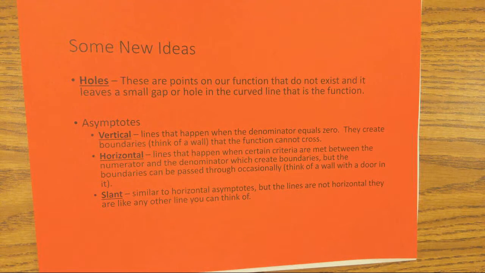Finally, slant asymptotes or oblique asymptotes. They're similar to horizontal asymptotes, but the lines are not horizontal. They're like any other line you could think of, so think y equals mx plus b.